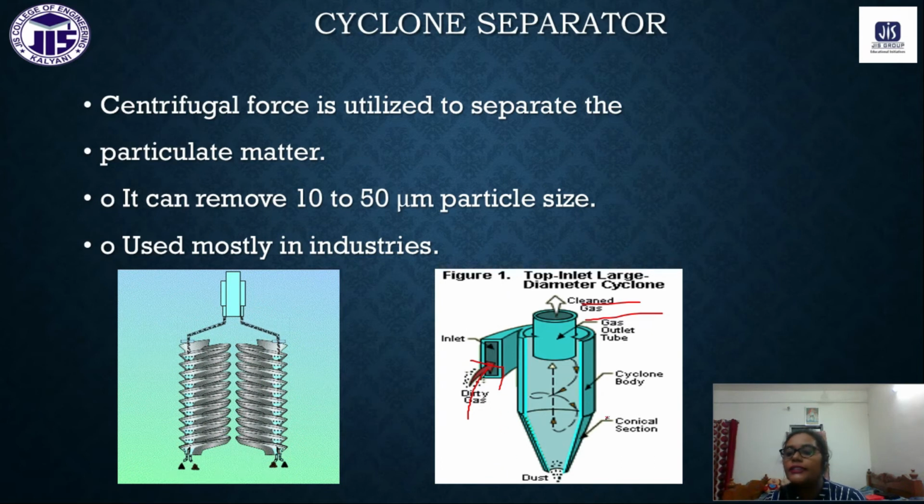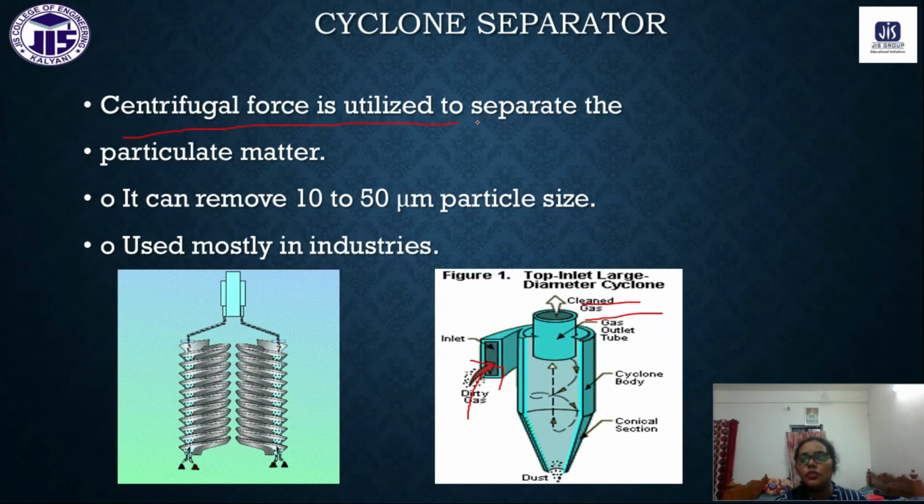For this cyclone separator, we have a conical section. While the dirty gas enters the chamber, it has a spiral movement. By that movement, by the centrifugal force, the dust particles or large particles can be settled down well. That is why it is conical in shape. Here I have also shown the instrument: you can see the cyclone separator and the cyclone movement of the gas.